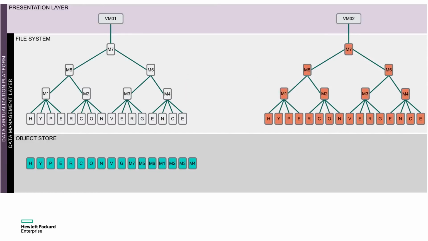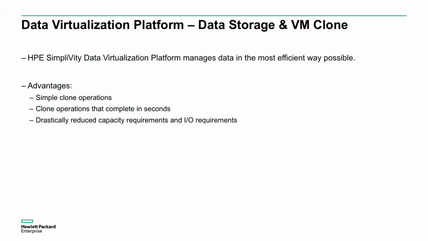There is no duplicate metadata or data created. At the time it is created, the two virtual machines are exactly the same, so nothing new needs to be stored in the object store, because everything is already stored in the object store. So we can create a full clone of the VM without incurring any I/O, even to read the metadata. That's how the data virtualization platform manages data in the most efficient way possible.